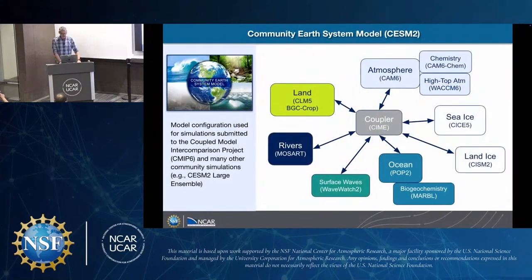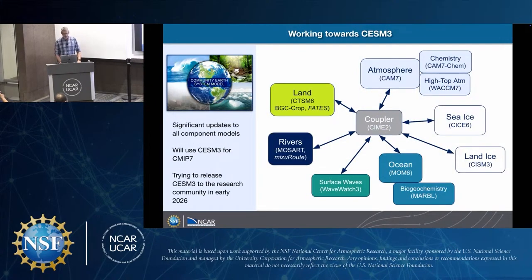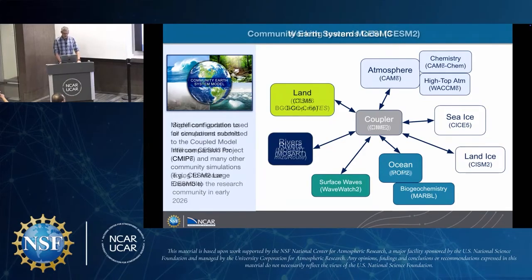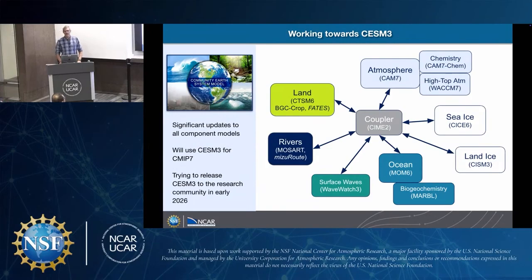Okay, so this was CSM2. We are working towards CSM3. That's one of my main jobs, to help our team here build the next generation model, and we're going to see significant updates to all the different component models. If you're looking carefully, you'll see the numbers increment by 1. That doesn't mean too much to anybody. On our website, I forgot to put the link here, we do have the full list of 50 plus things that have been updated across the CSM component models that will be going into CSM3. So we are striving and struggling to get a good-looking model together so we can release that to the research community, hopefully in early 2026, and use that for CMIP7.